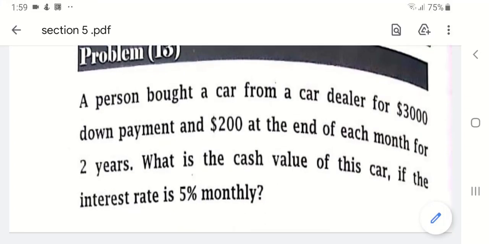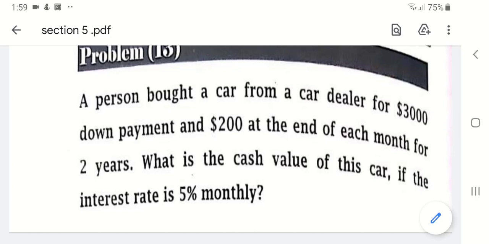Problem 13. A person bought a car from a car dealer for $3,000 down payment and $200 at the end of each month for 2 years. What is the cash value of this car if the interest rate is 5% monthly? The required here is the cash value. The cash value equals the down payment, which is $3,000, plus the present value of these annuities.